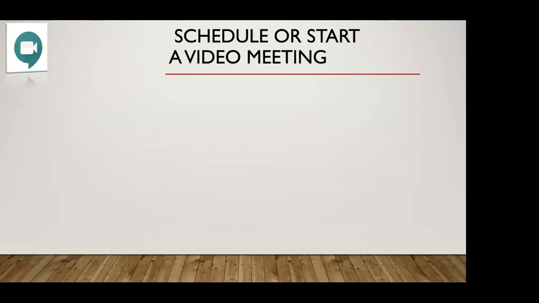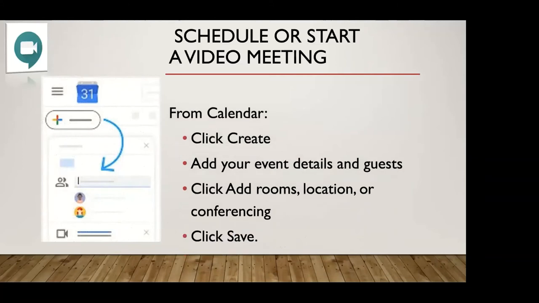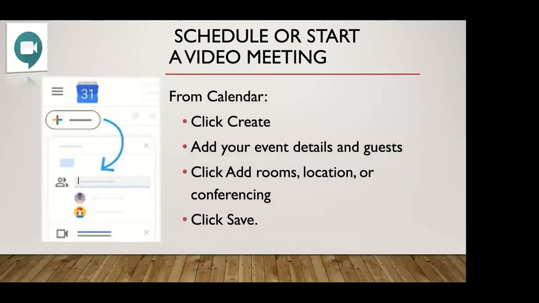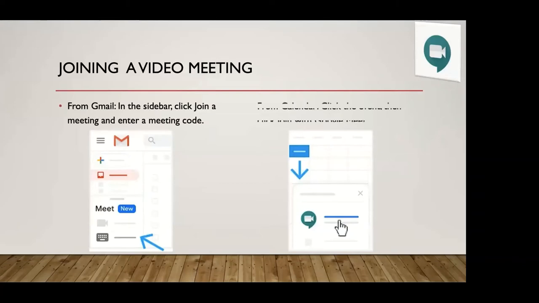You can schedule or start a meeting from your Google Calendar. You're going to click create. You add your event details and guests. You click add rooms, the location, or it's a conference. You put the conference link. It generates a code for you, and you click save. It gives you these options to join. It makes it very straightforward. Right now, with Google Meet, you can have up to 250 participants free in one single meeting.